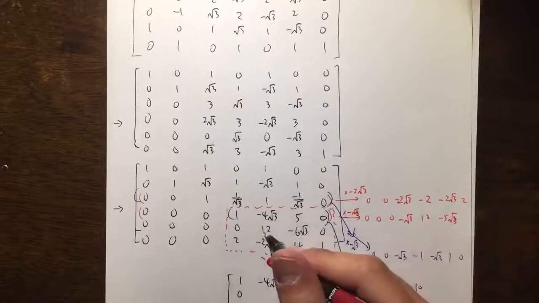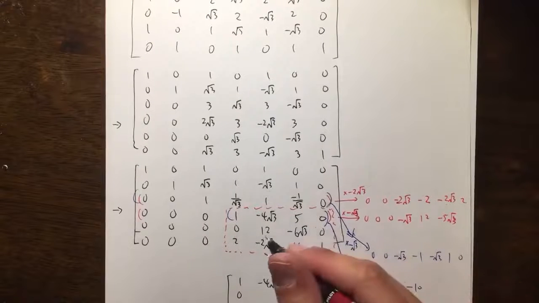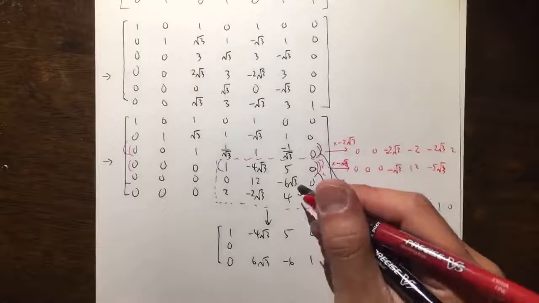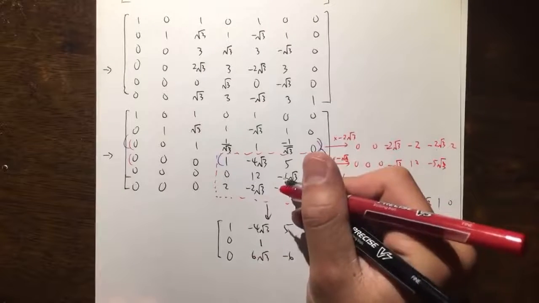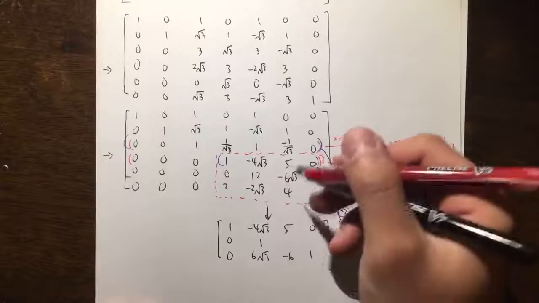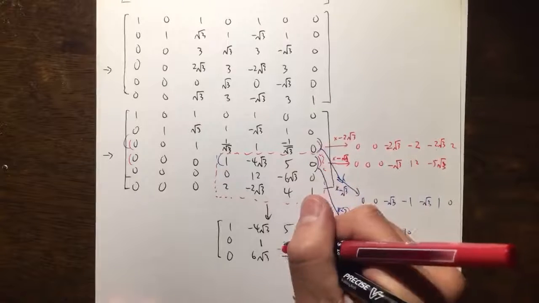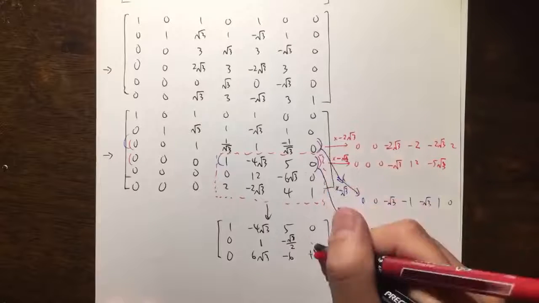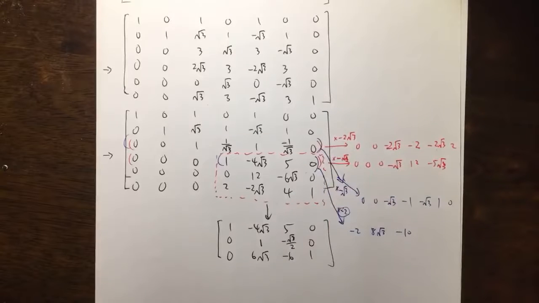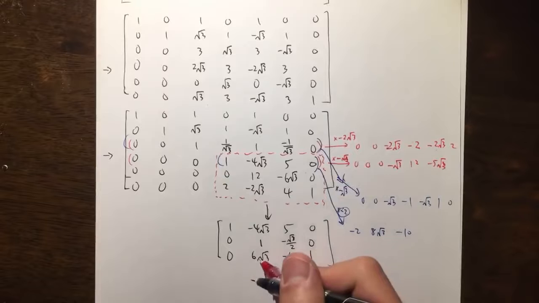And then for this row here, let's just divide everything by 12. So I get 1, and then 6 divided by 12 is going to be over 2, right? So this is going to be negative square root of 3 over 2. And then this divided by 12 is still 0, like that. Okay, I need to make this equal to 0.